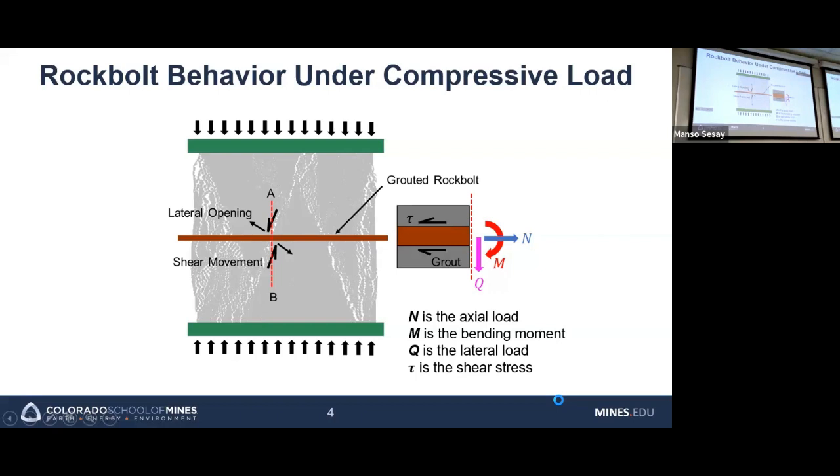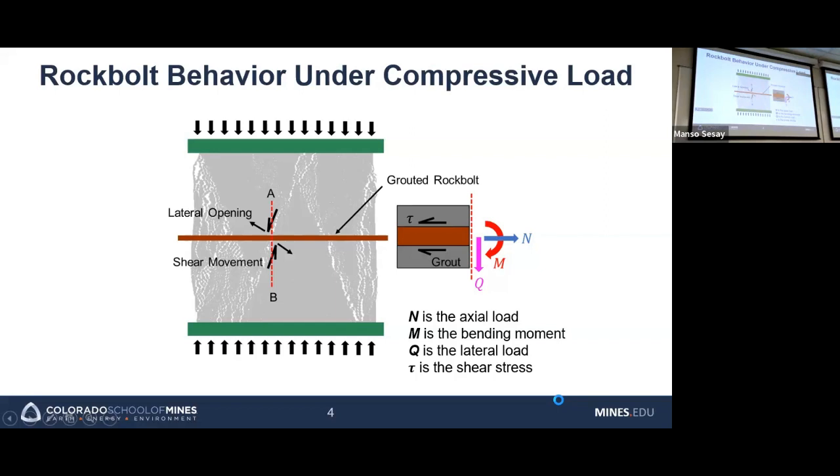As you can see, when we load a pillar in a uniaxial compressive direction, we can have both dilation and shear movement of the cracks. And if you see this particular cross section of the grouted bolt, because of this lateral opening, because of the dilation of the fractures, as well as the shear movement of the structure, we can have three to four different components of forces on the rock bolts.